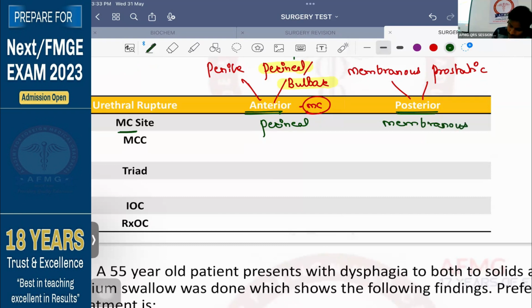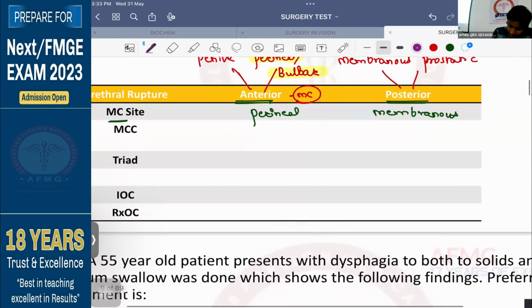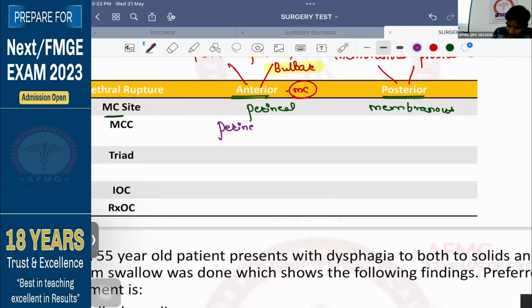Most common cause जल्दी से. In cases of anterior urethral rupture, it is a perineal trauma. Which kind of perineal trauma I've already told you? A bicycle accident or a loose manhole cover injury. Whereas posterior urethral rupture it is a pelvic trauma because the posterior urethra is present in the pelvic cavity. So it can be a pelvic fracture, usually in a road traffic accident.